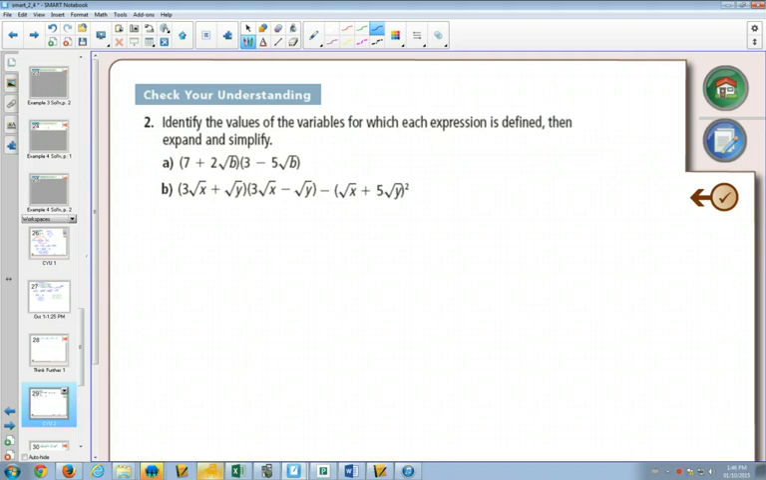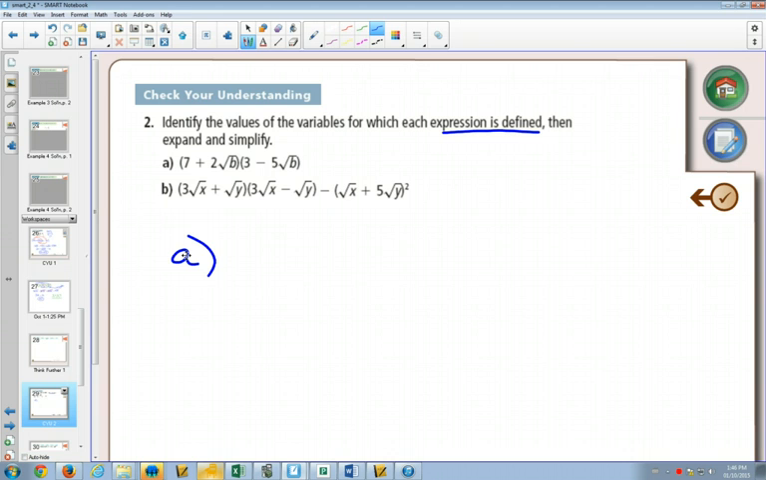So the difference between example 1 and example 2 is now we have some variables. So for A, it's also asking where is the expression defined, so we get to practice that some more. Where is it possible? And then we want to expand and simplify it.